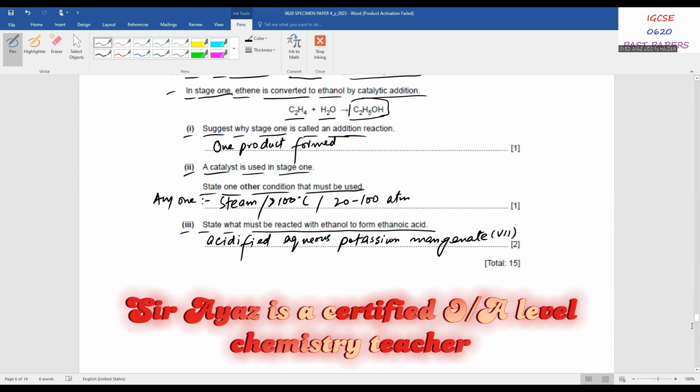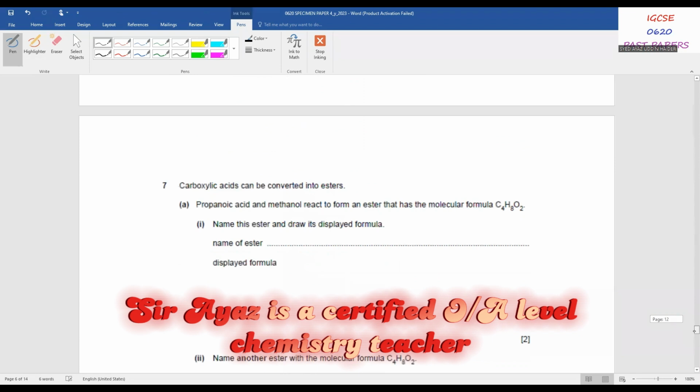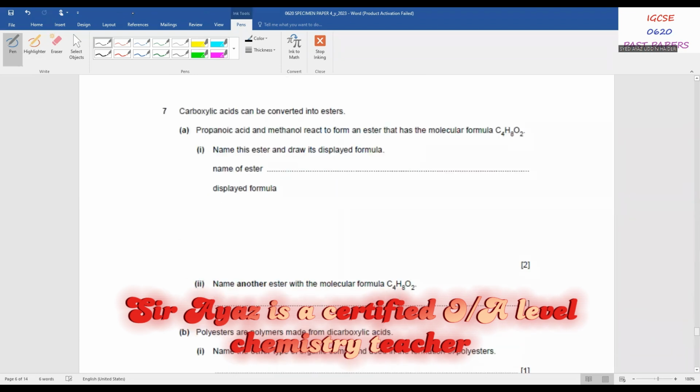Seven. This is the last question. Carboxylic acids can be converted into esters. A, propanoic acid and methanol react to form an ester that has the molecular formula C4H8O2. Name this ester and draw the displayed formula.